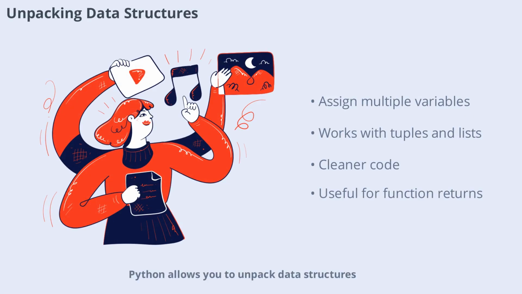Python allows you to unpack data structures, assigning their contents to multiple variables at once. For example, a, b, c = 1, 2, 3 assigns 1 to a, 2 to b, and 3 to c. This is especially handy when working with tuples or lists returned by functions. Unpacking makes your code cleaner and more readable, especially when dealing with structured data.